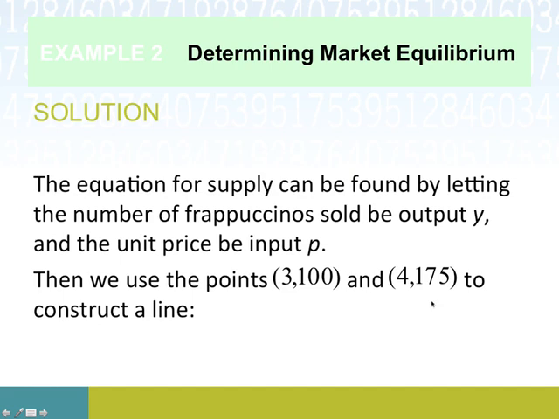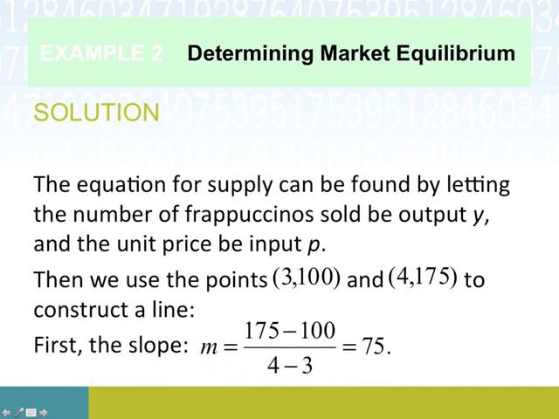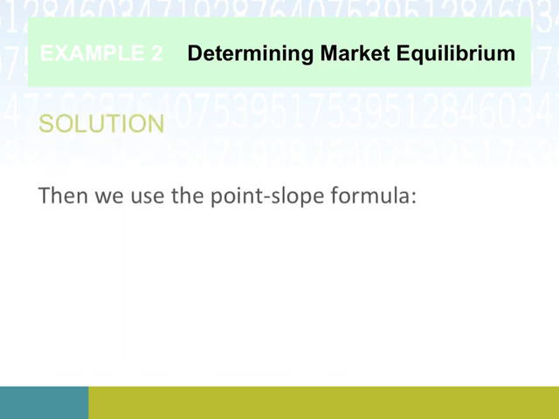So we're told it's a linear function, so we get a line out of this. And the most interesting characteristic, the first thing we can figure out, is the slope of that line. So we do y2 minus y1 is 75 on top. x2 minus x1, 4 minus 3 is 1. So 75 over 1, great, 75. So we have the slope of our supply function.